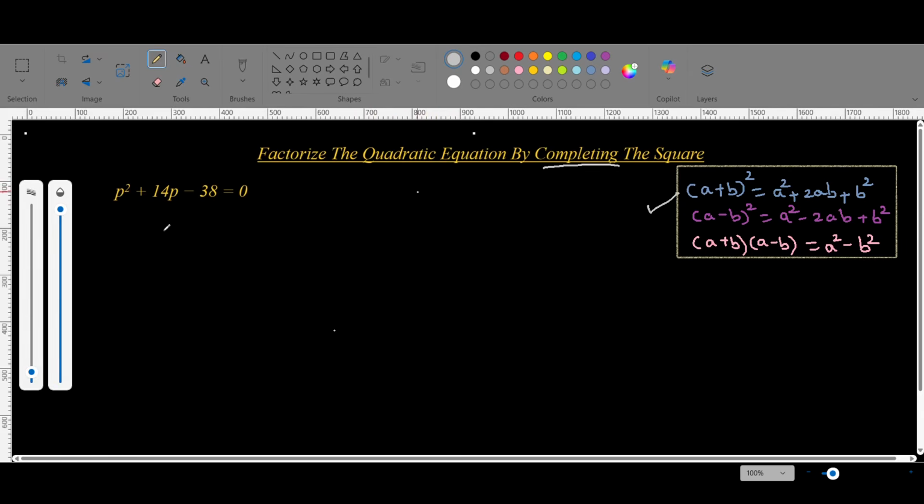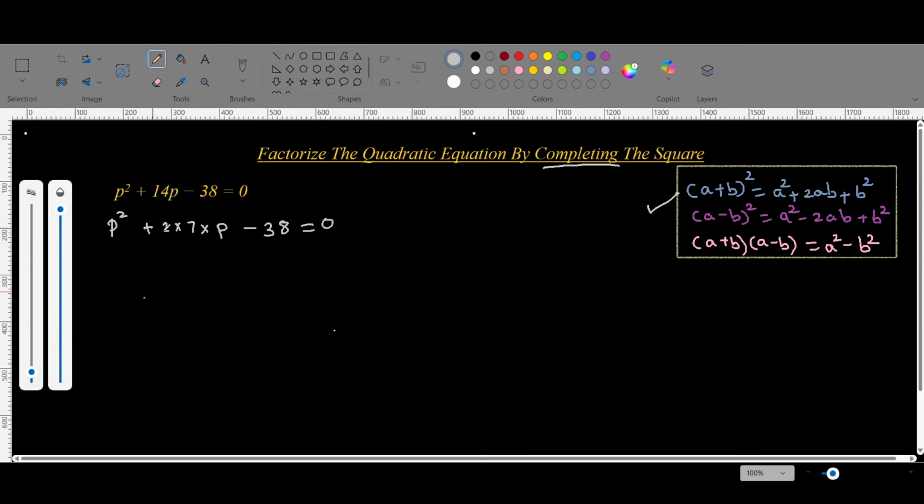Okay, now let's consider the example p squared plus 14p minus 38 equals 0. Here the middle term is positive, right? So we will try to put it in the identity of a squared plus 2ab plus b squared. Okay, let's go ahead. So we have p squared plus 2 into 7 into p minus 38 equals 0.